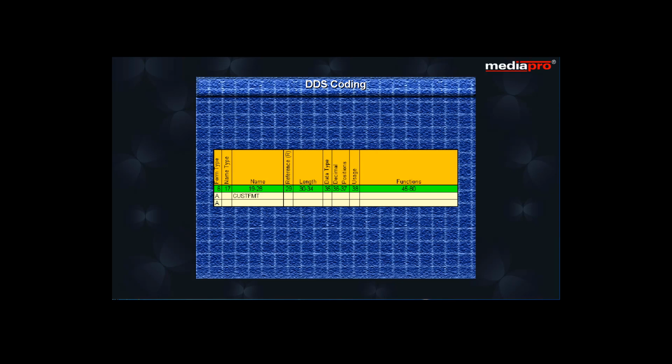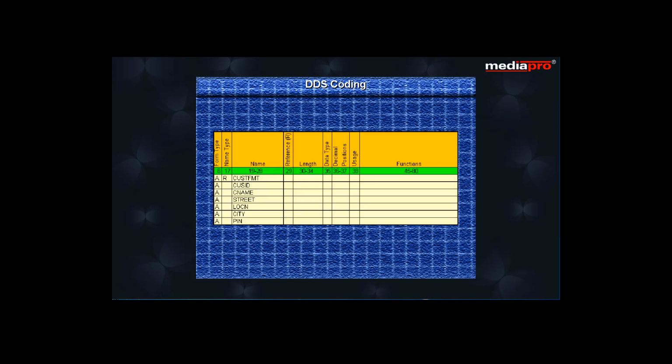First of all, we give a name to the record format. Say, CUSTFMT. We write this in columns 19 to 28. We write an R in column 17 to indicate that the entry in columns 19 to 28 is a record format name. Next, we define each of the fields in the record format but leave column 17 blank.